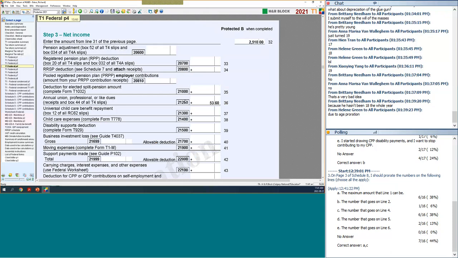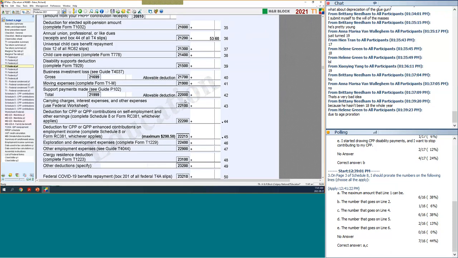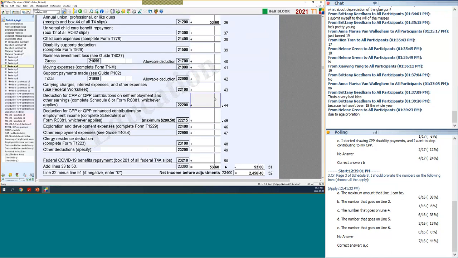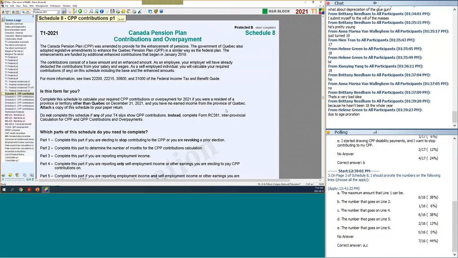There's my union dues. I know the next line I'm going to hit that's relevant is going to be my CPP. So CPP, I have to think about that. As soon as I see that line number 22215, I need to do a Schedule 8. Before I can put anything on there, I have to do a Schedule 8. So let's do a Schedule 8.